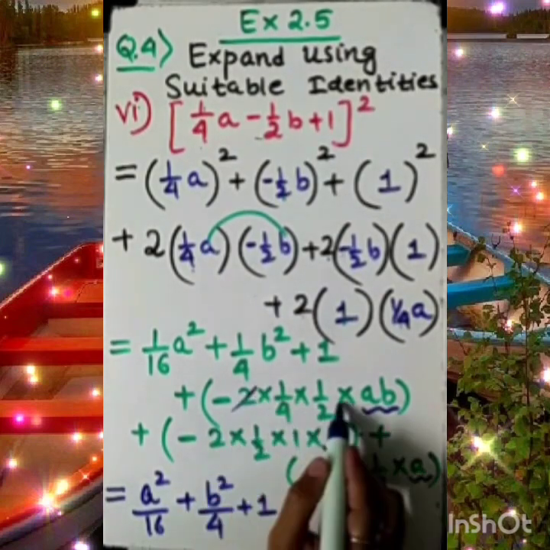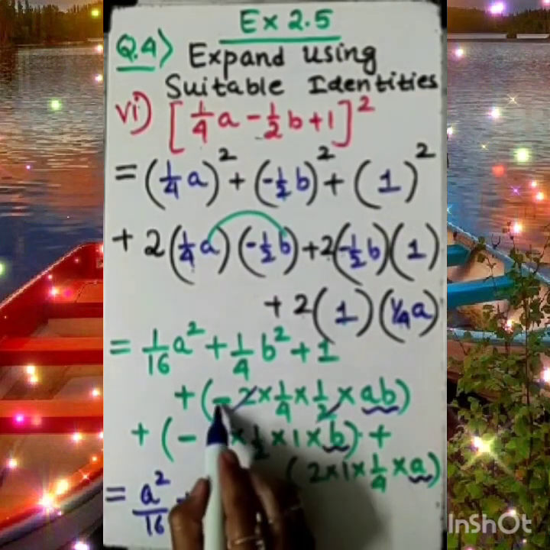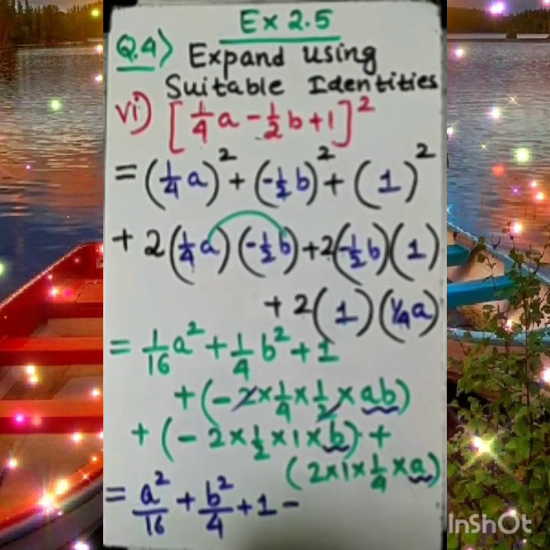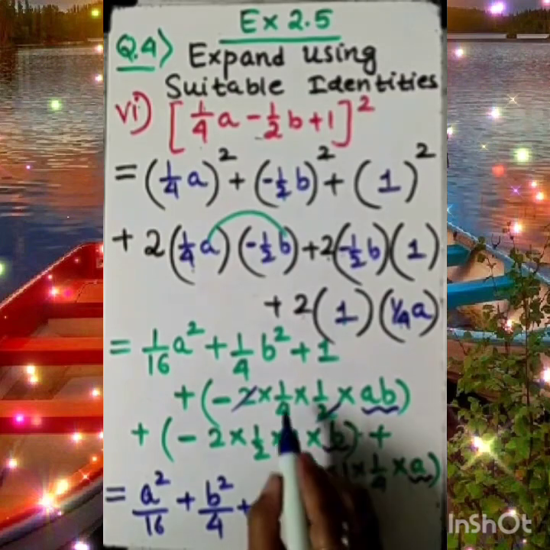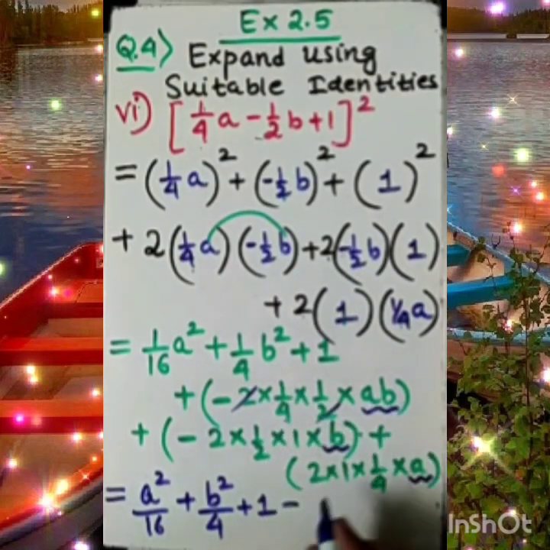See here. 2 cancel. Minus 1 minus is there, so the answer will be in minus. What is left? 1 by 4 ab. So can I say ab by 4? 1 by 4 ab also you can write.